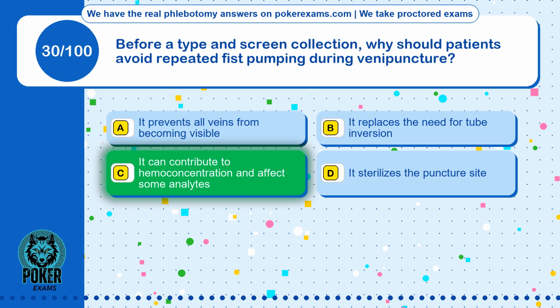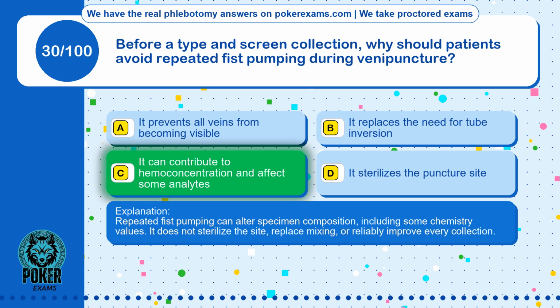The correct answer is option C. It can contribute to hemoconcentration and affect some analytes. Repeated fist pumping can alter specimen composition, including some chemistry values. It does not sterilize the site, replace mixing, or reliably improve every collection.